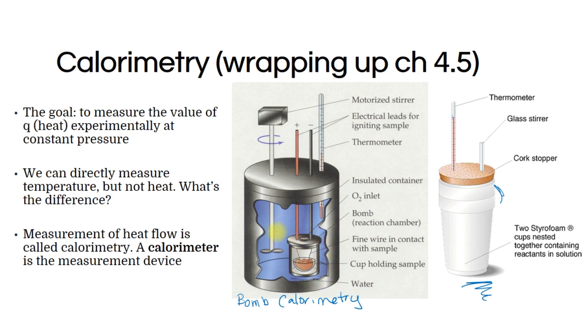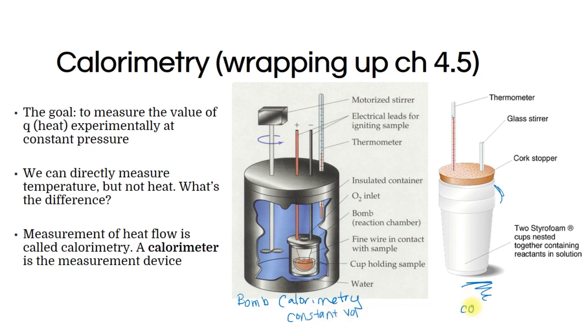So the idea here is that you can measure the temperature of the water, and as long as you're mixing it really well, the temperature of the water anywhere in the flask should be the same as the temperature of the reaction. All right, so we have a stirring thingy, we have the electrodes to light it on fire so it'll burn, and when it burns, it's going to heat up this container that it's in, and then it's going to heat up the water, and we're going to be able to measure the temperature change. So that's bomb calorimetry. It is constant volume, meaning the volume is stable.